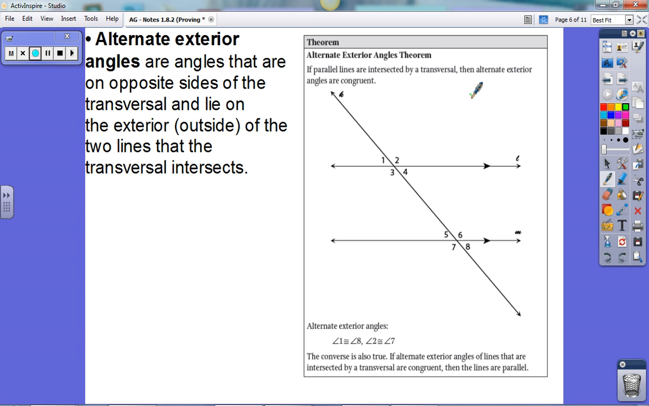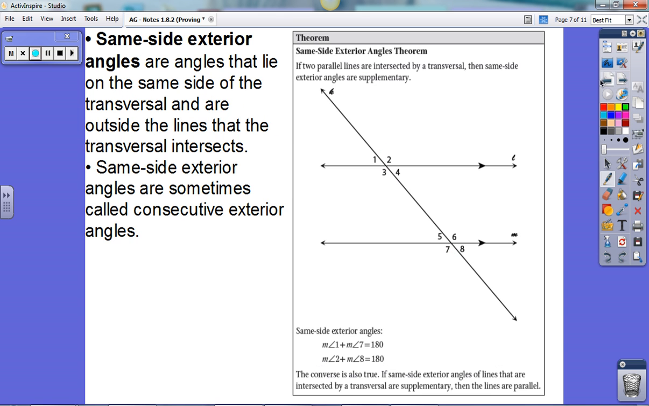Alternate exterior angles, just like alternate interior angles, are congruent. So if I have 2, its alternate exterior angle would be 7. So both 2 and 7 are on the outside of the parallel lines, that's the exterior part, and alternate meaning they're on opposite sides of my transversal. Same side exterior is similar to same side interior in that these angles are supplementary, but same side exterior, an example of that would be 1 and 7. They're both on the same side of the transversal, and they're both on the exterior of my two parallel lines.